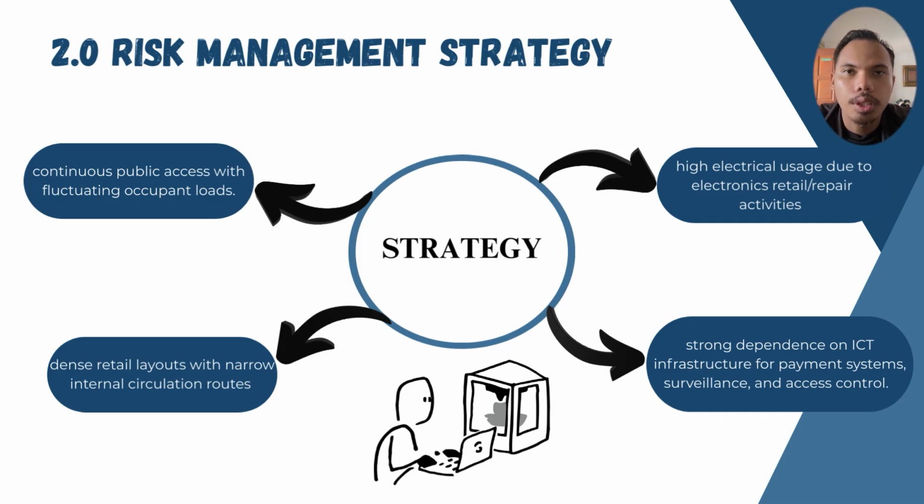Okay, next I'm going to talk about risk management strategy. There are 4 points. First, continuous public access with variable occupant loads. Second, dense retail layouts with narrow internal circulation roads. Third, high electrical usage due to electronics retail and repair activities. Lastly, strong dependence on ICT infrastructure for payment systems, surveillance, and access control.